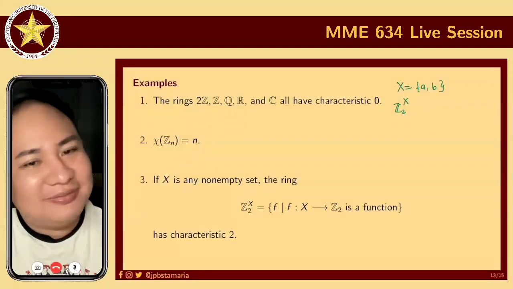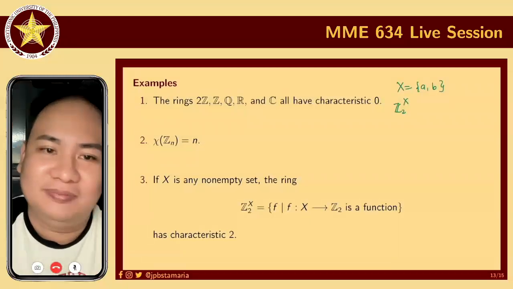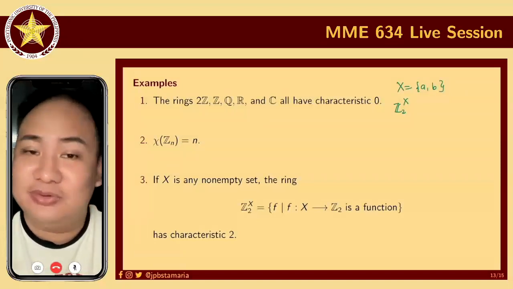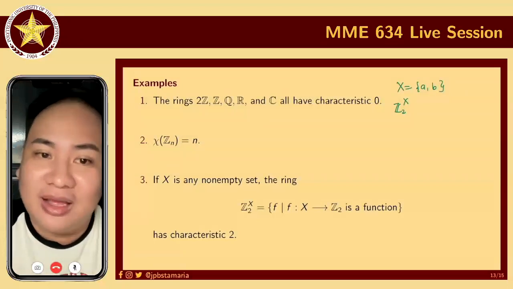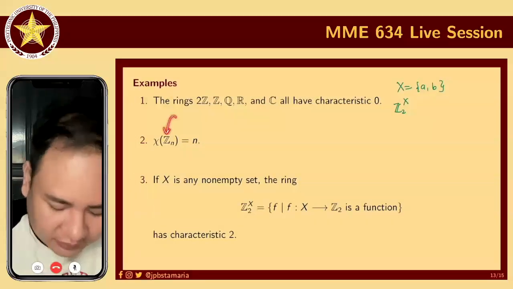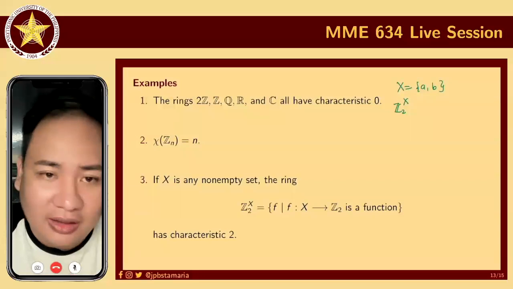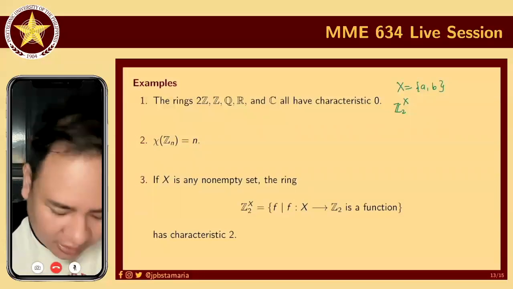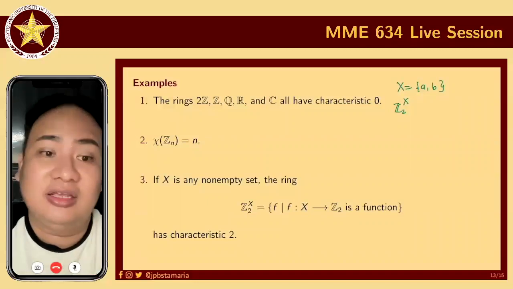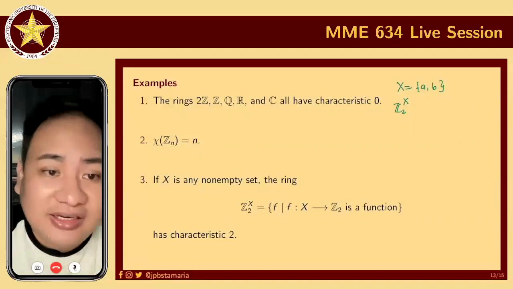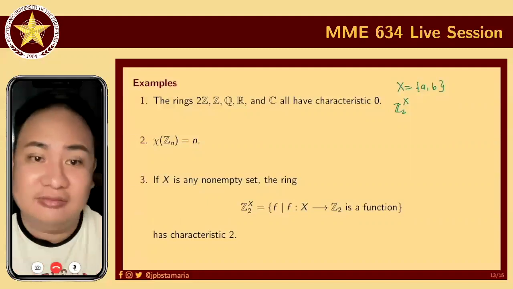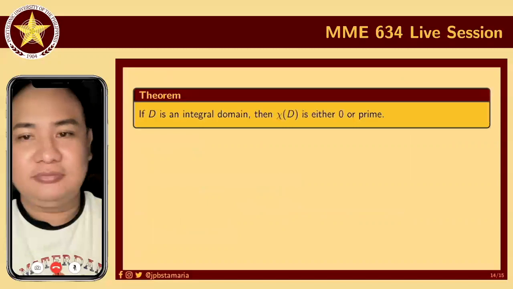Kaya pala, since last meeting, no? Di ba tanong natin last meeting, kailan nagiging field si Z sub n? Meron tayong hula. Pag ang n ay prime. That's only our guess, but we did not prove that. But right now, we already know why that is the case. Kasi pag ito ay integral domain, ibig sabihin yan si n ay prime. In fact, kapag si n ay prime, siya rin ay integral domain. Okay? Finite yan. Ang mga integral domains at fields ay iisa lang kapag finite yung ring.